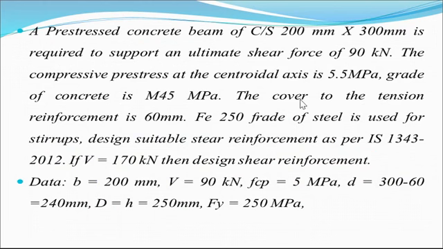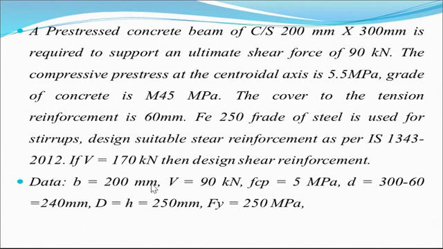So for pre-stressed concrete, we have considered one problem. A pre-stressed concrete beam of cross section 200 mm by 300 mm is required to support an ultimate shear force of 90 kN. The compressive stress at the centroidal axis is 5.5 MPa. Grade of concrete is M45. The cover to the tension reinforcement is 60 mm. Fe 250 grade of steel is used for the stirrups. Design suitable shear reinforcement as per IS 1343 2012.